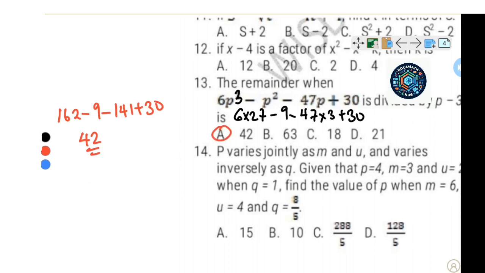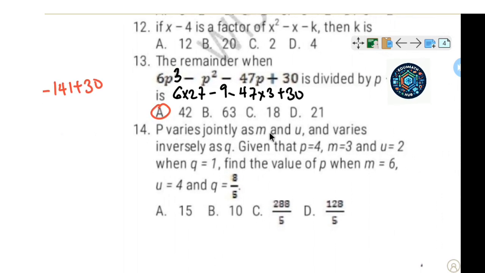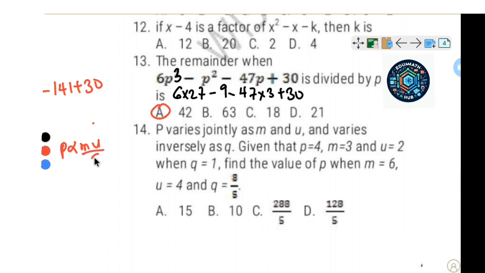For number 14, okay, this is joint variation. So p varies jointly as m and u, and p varies inversely as q. So let's quickly write this first line. This is joint variation. So p varies jointly as m and u. So that's direct variation. So you have p is proportional to m u. Then it is inverse with q. So q goes under like this. So by the time you remove this proportionality sign, you have p equals k m u over q.